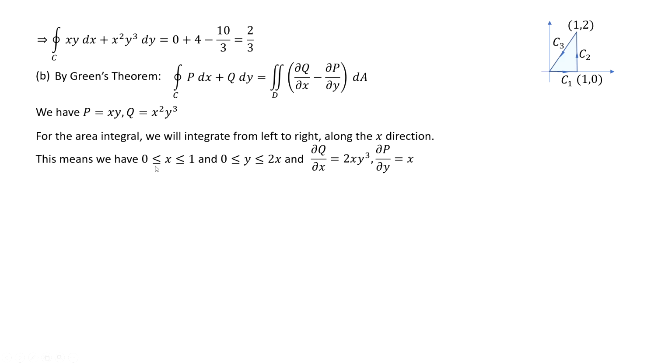And because we need to plug into this, I'm figuring out partial Q with respect to x. Would you agree that y cubed is treated as a constant, so the derivative of x squared is 2x, so it makes it 2x y cubed. Similarly, partial P with respect to y, hold x as a constant, differentiate y, you get 1, x times 1, which is x. Simple? Yeah. So the next thing we need to do is, notice you have to integrate with respect to y first and then by x.